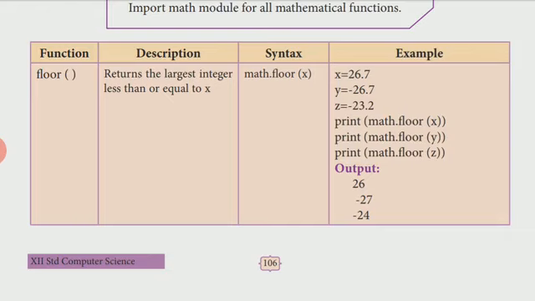See, the first function is floor, that is, it will return the largest integer value. See here, math dot floor, that is, from the math module you are going to use the floor function of x. So x equal to 26.7. See how it becomes: print of math dot floor of x. It will display the answer as 26. This is the largest nearest integer less than or equal to that number x.